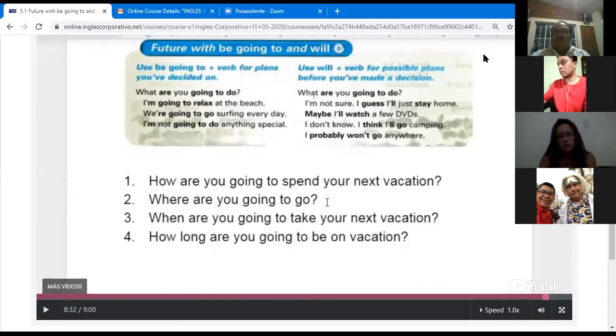Basically, here we have the summary of the explanation, right? So you have be going to on the left. Okay, here. Yes. Use be going to plus there. Okay, there for plans you have decided on. Okay.